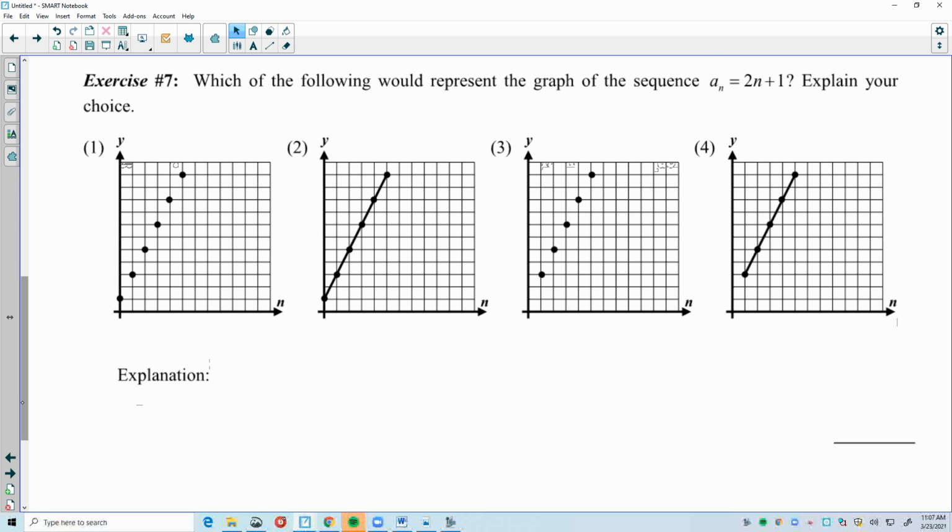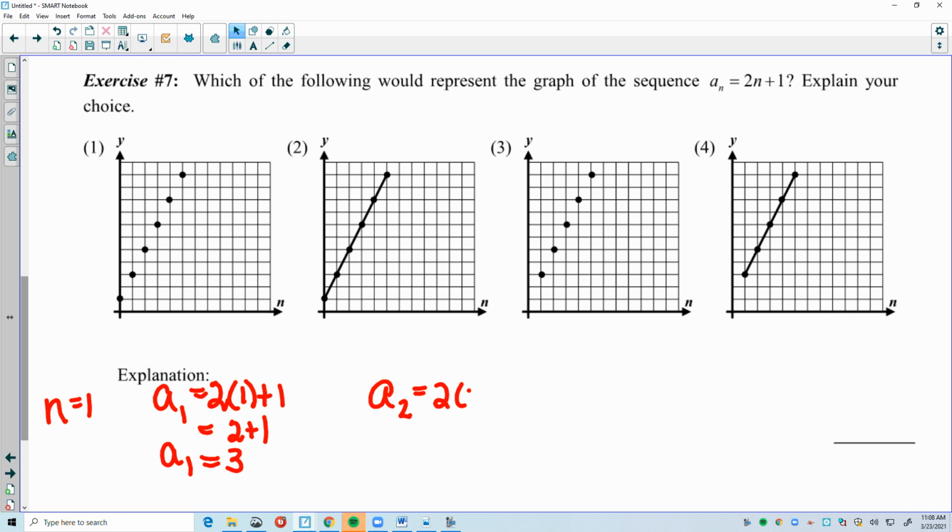And then for number 7, our last one, it says, which of the following would represent the graph of this sequence? The biggest thing we have to keep in mind is that when we're starting, n is always starting at 1. So if we solve for n of 1, that would say 2 times 1 plus 1. 2 times 1 is 2, plus 1 gets us 3. So when n is 1, we get out a 3. If I tried a sub 2, multiplying these together, 2 times 2 is 4, plus 1 is 5. So when n is 2, I get out a 5.